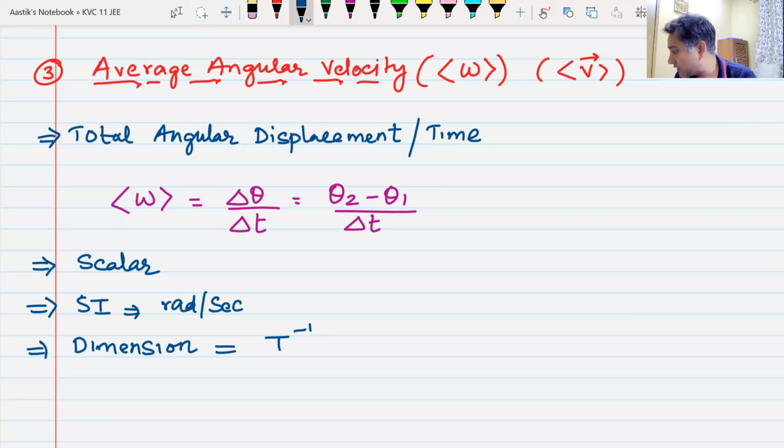Average angular velocity. Do we understand this? It's a scalar. Now again, we will use a sign convention for this, and you already know the sign convention. It depends on delta theta. If delta theta is positive, average angular velocity would be positive. Can you tell me what is the next term that is going to come?